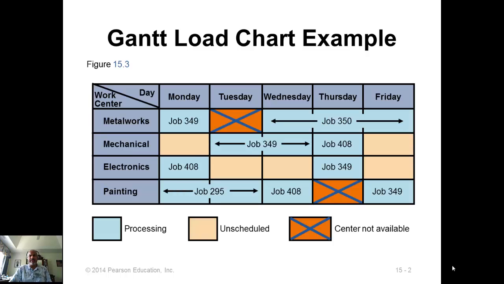So here is an example of a Gantt load chart where we have days as columns and then work centers, and we have job loadings, and then these are the available time slots where new jobs can fit in, and this is when this work center is not available, maybe because of maintenance, things like that.